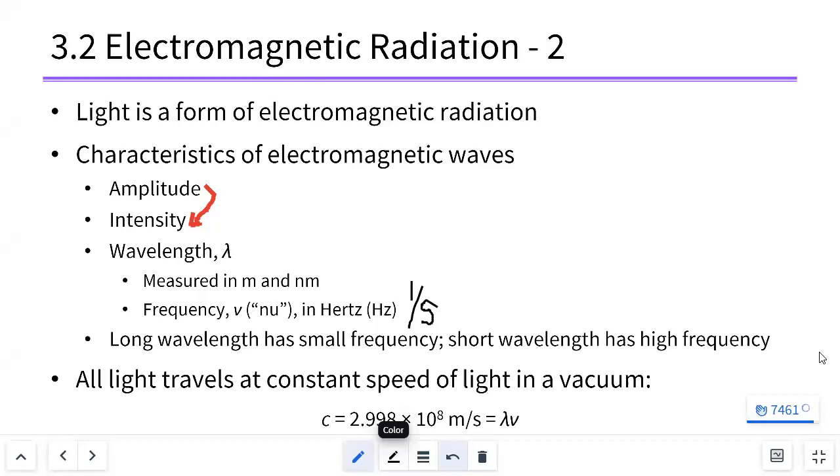Wavelengths are usually measured in meters or nanometers. It really just depends upon what it is that we're looking at. Most visible light is measured in nanometers. And remember that nanometers are 10 to the negative 9th meters.